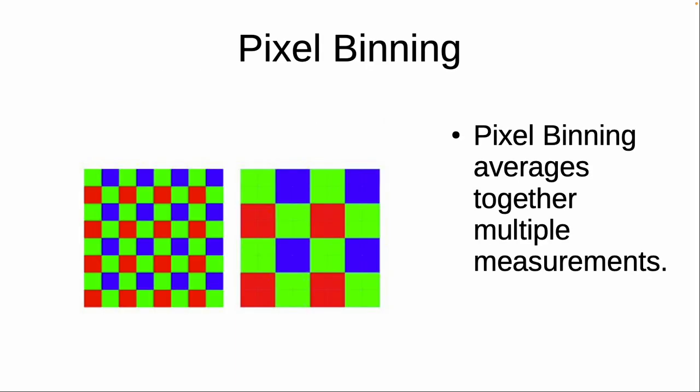We can do pixel binning. My desktop display is only 1.4 megapixels, but these Raspberry Pi cameras are 12 megapixels. What do you do with all those extra pixels? Well, you can do averaging. So you average several together and you get less noise. That's a good thing.